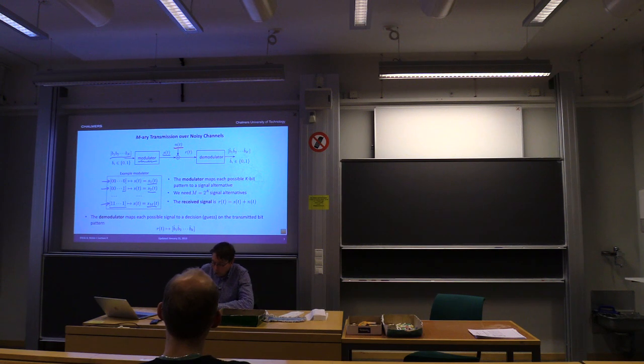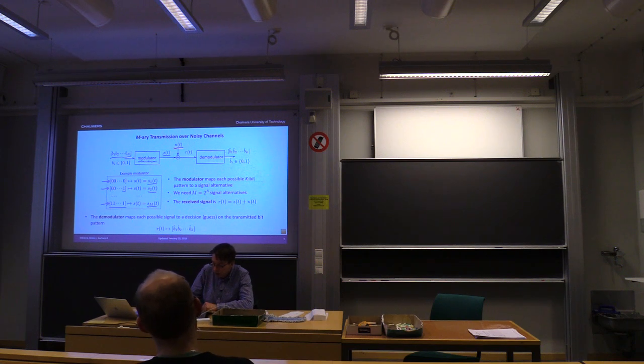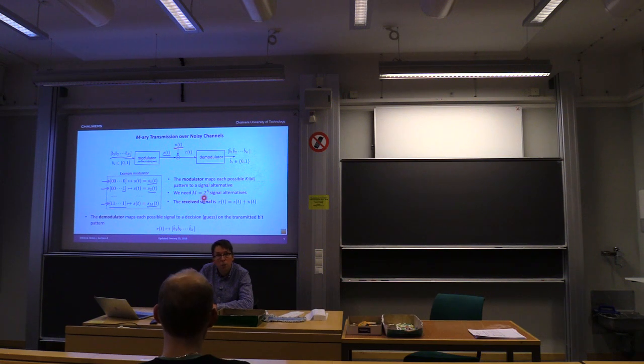Okay, so how many signal alternatives do we need? Well, we have k bits. So 2 to the power of k is the number of possible input patterns. For each of those input patterns, we need an output signal. So the number of output signals, m, is 2 to the power of k. Okay, so 4 bits in, 16 signals. 2 bits in, 4 signals. 1 bit in, 2 signals.